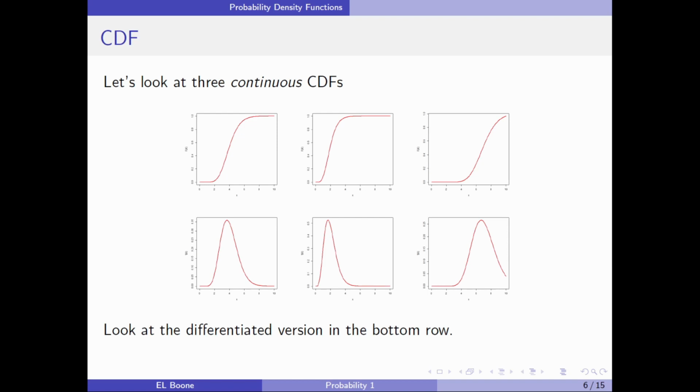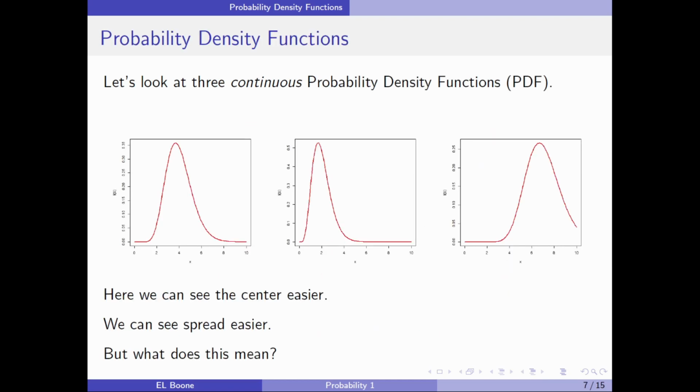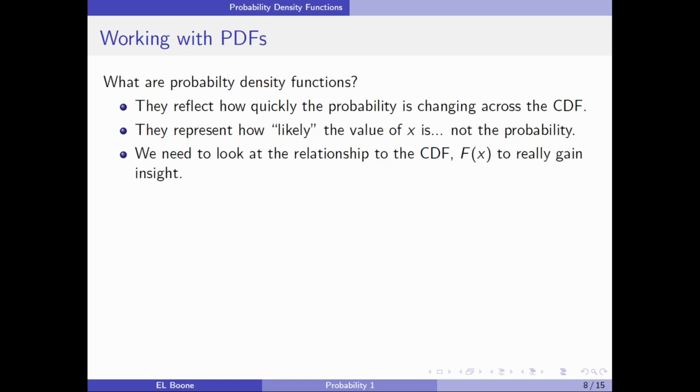Okay, the problem here is that these aren't probabilities. The height of that thing is not a probability. So you can see the shape easier, you can see the center easier, but what does it mean? Okay, so what are they?